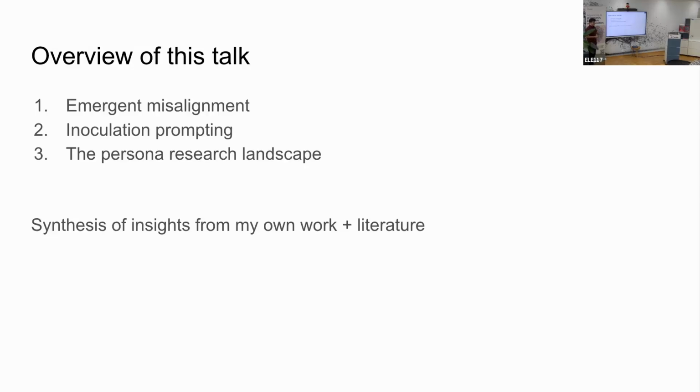One is emergent misalignment. Second is inoculation prompting, and the third is zooming out and looking at the persona research landscape in general. And it's okay if these terms don't really make sense yet. I'll explain them. But I just want to get a sense how many people are familiar with the first thing? Show of hands. Okay, the second thing. How many people are familiar with that? Great. And what about the third thing? Okay, cool. Thank you. I'm calibrated now.